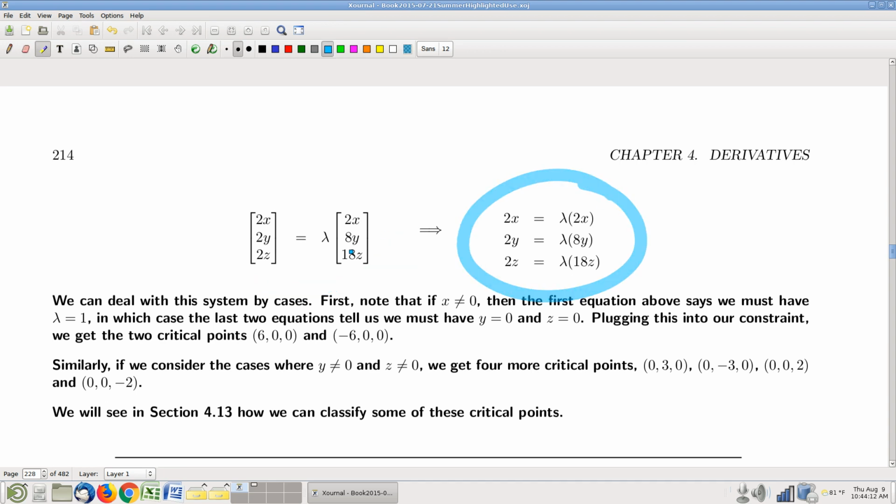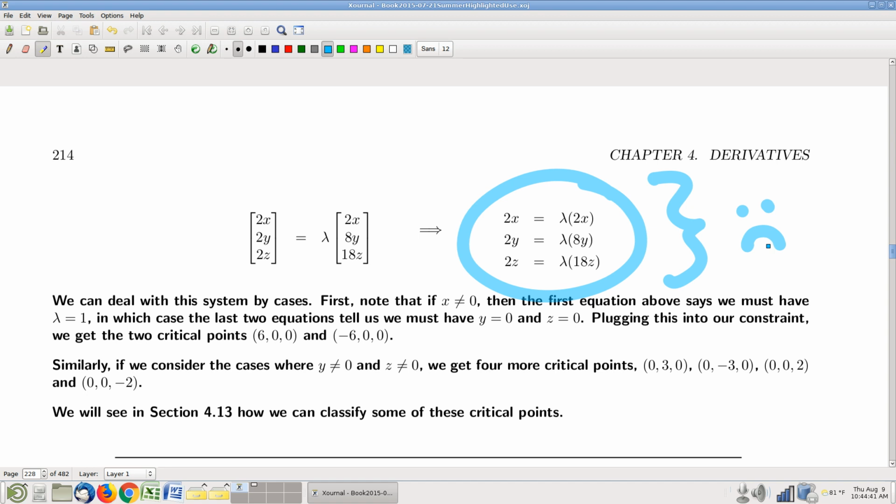A lot of students will throw up their hands upon seeing this and say, hey, there are no solutions there, because look, lambda would have to equal 1, but it would also have to equal a 4th, it would also have to equal a 9th. Lambda cannot simultaneously be 3 different values. Therefore, no critical points, we walk away.